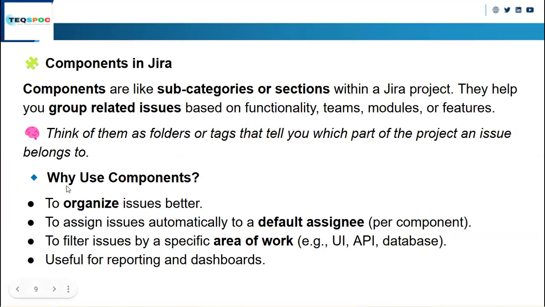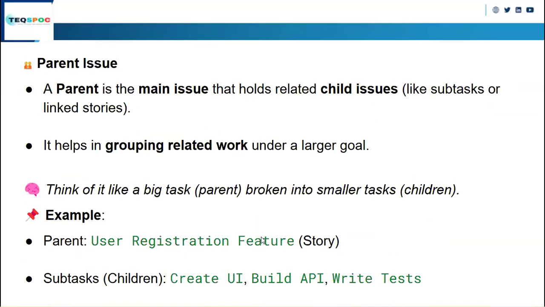We use components to organize issues better, which means the respective requirements are organized as one component. In one component there are front end things, in another component there are backend things, so we can easily search them, assign issues automatically to default assignees, and filter issues in specific areas like front end UI, backend API, and database. So we can easily search the issues. This is the basic need.